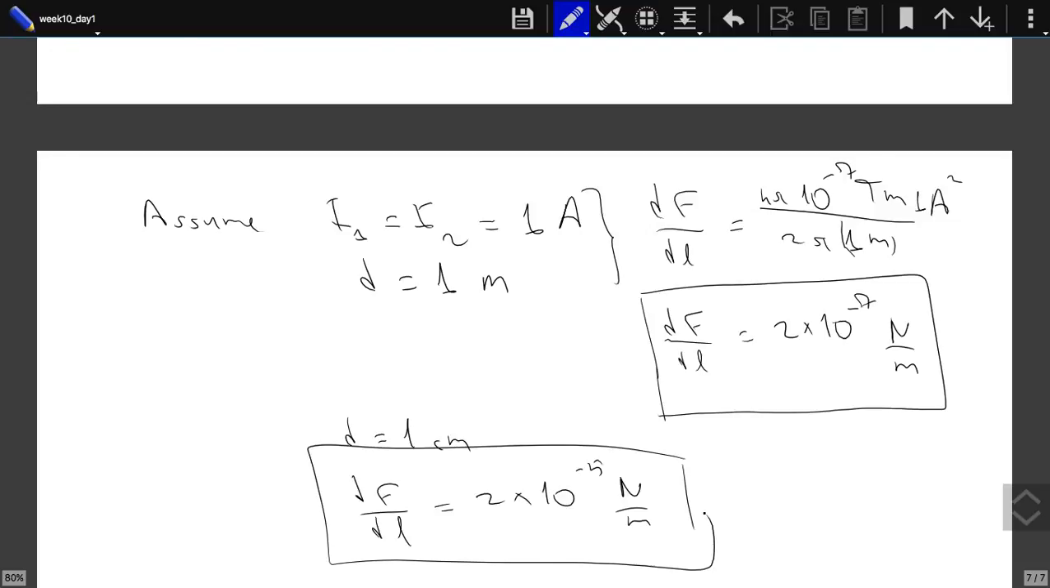Usually we define the coulomb in terms of the ampere. 1 coulomb is the amount of charge that passes through a given point, provided that the current is 1 ampere. Because ampere is easier to measure than coulomb.